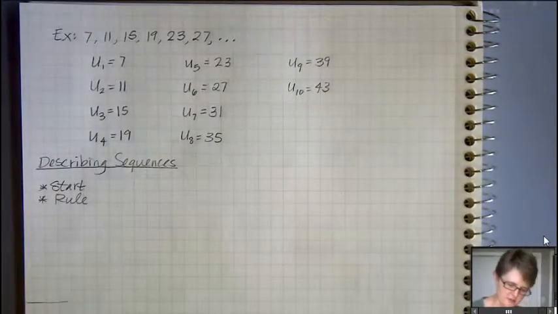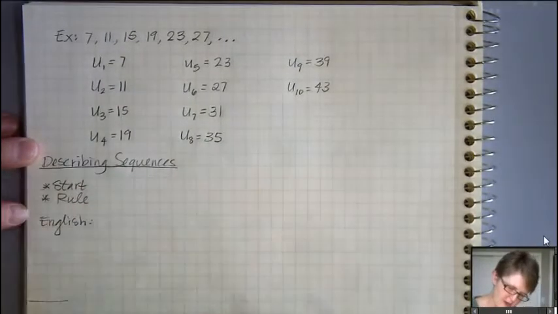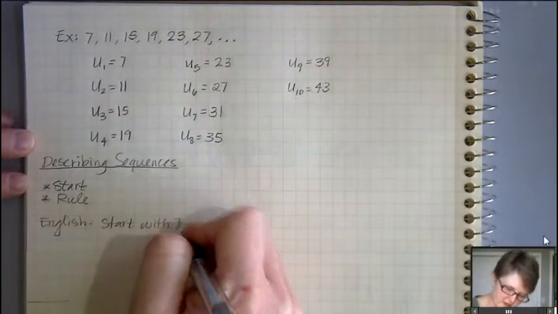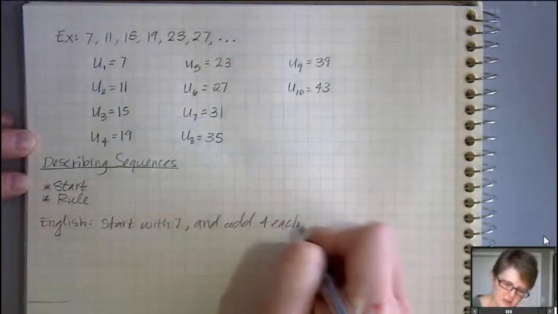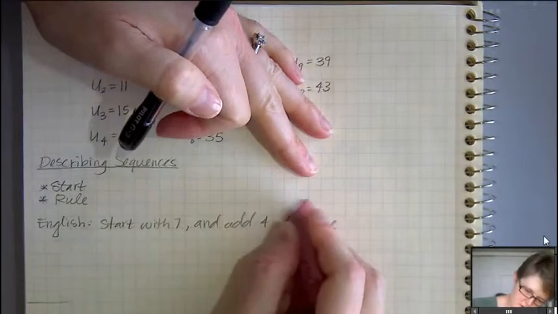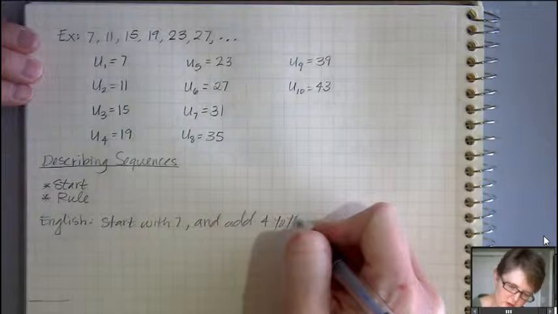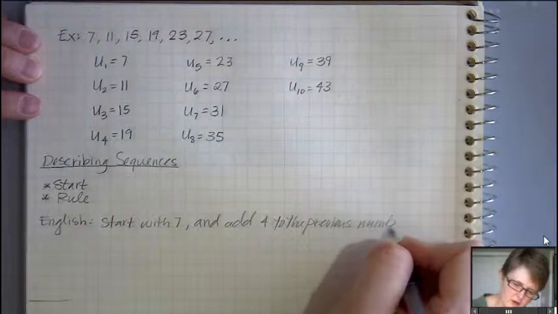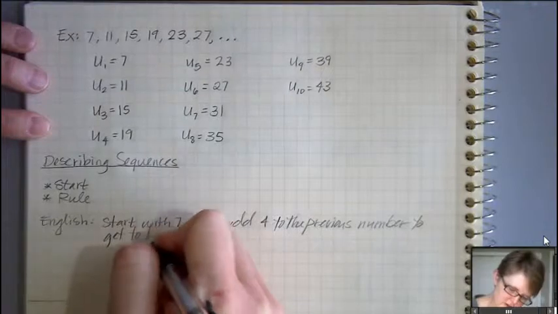So in English, we would describe this by saying start with 7 and add 4 each time. Actually, let's change it. We'll say add 4 to the previous number to get to the next number.